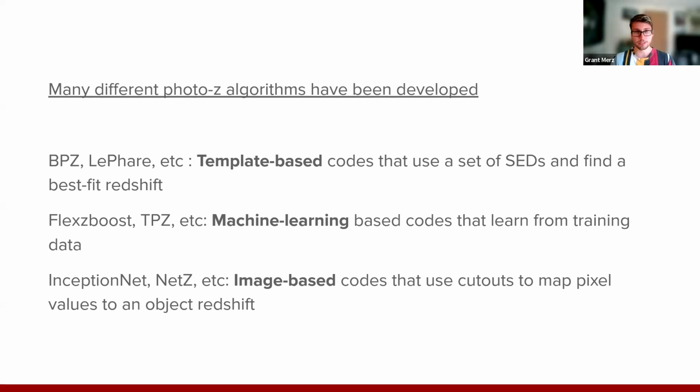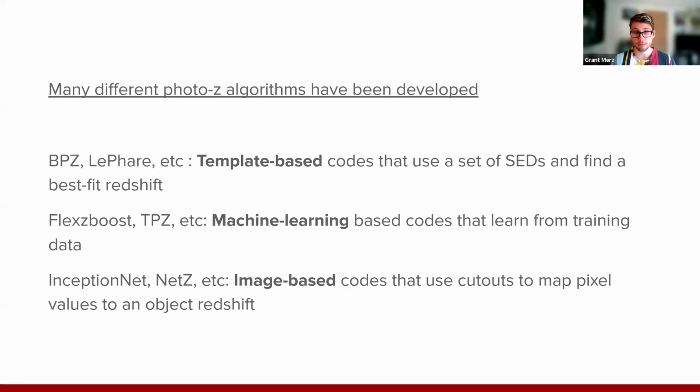And so many different PhotoZ algorithms have been developed, and I've listed them here in three different categories. Template-based codes, things like BPZ and Lephare, basically use a forward model and a set of SEDs over a redshift space, and then find some best fit redshift based off of the input photometry.